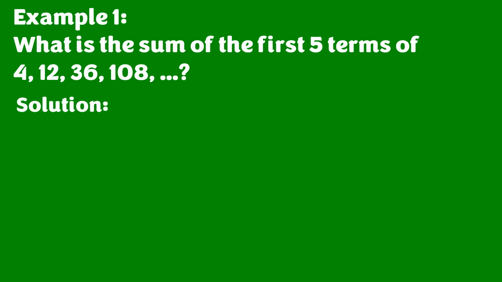So for the solution, first we're going to determine the value of n. The value of n is 5 because we were asked to determine the sum of the first 5 terms. So this will be the value of n. And then the first term is 4. A sub 1 is equal to 4 and a sub 2 is equal to 12.